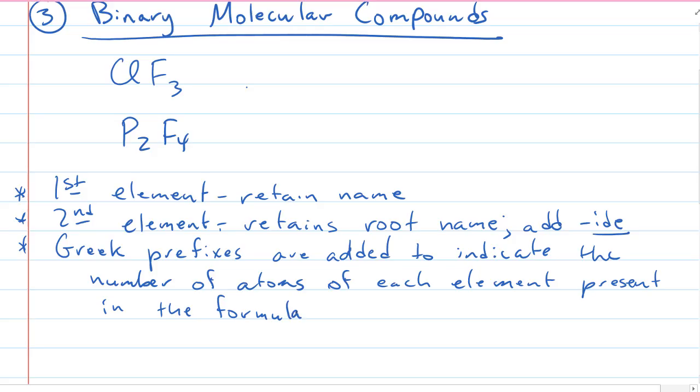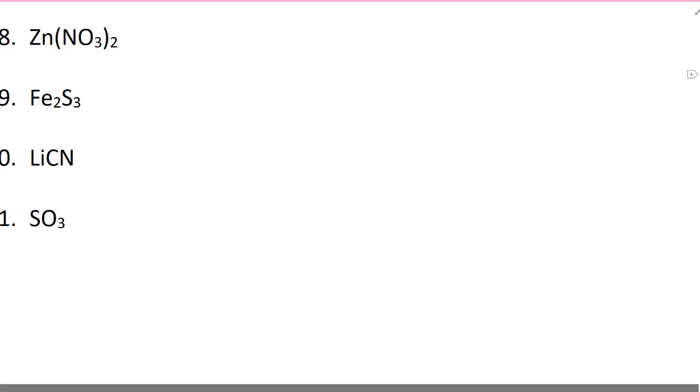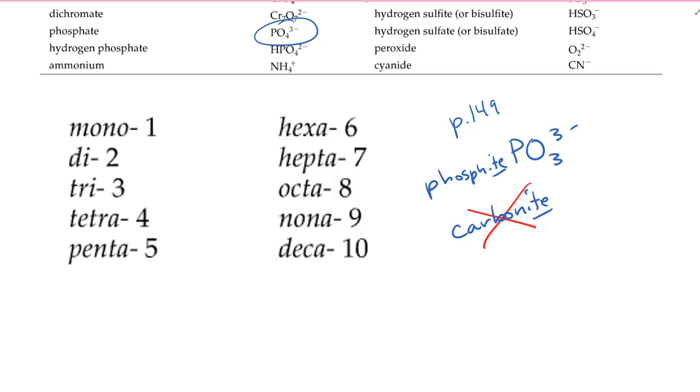So now these Greek prefixes are ones that you will need to memorize. I know it seems like we're asking you to memorize a lot, but you should know most of these already. And these are on page 149 in your text. They are the prefixes mono, di, tri, tetra, penta, hexa, hepta, octa, nona, and deca.